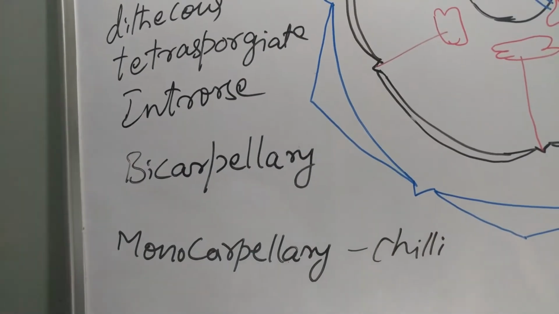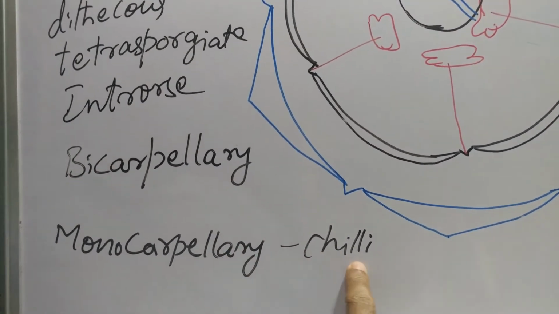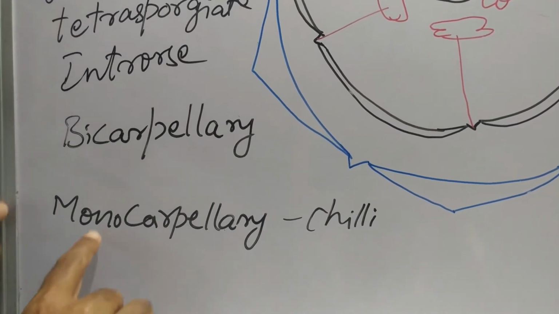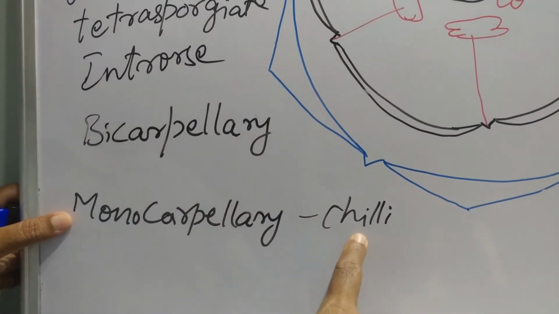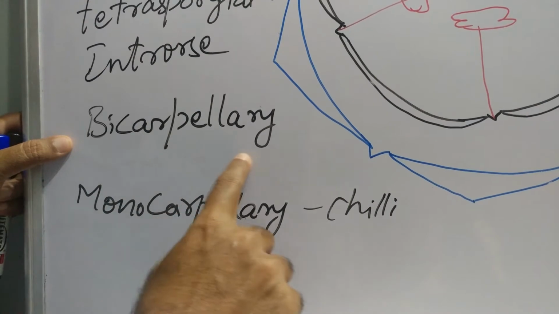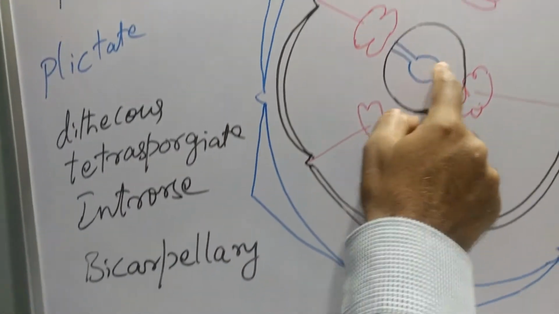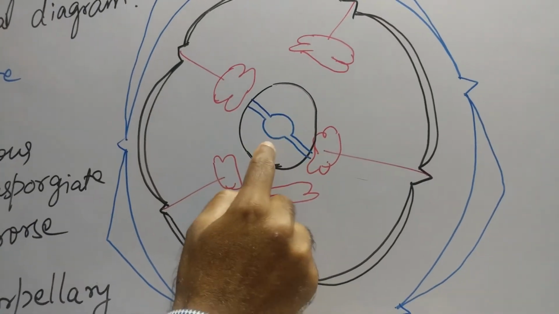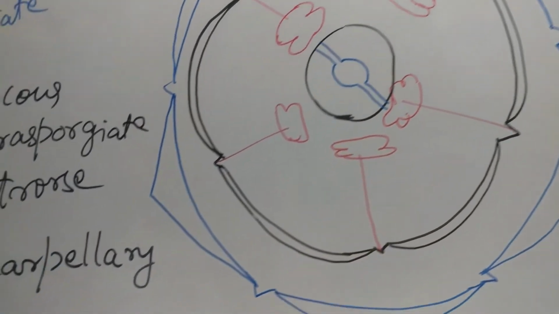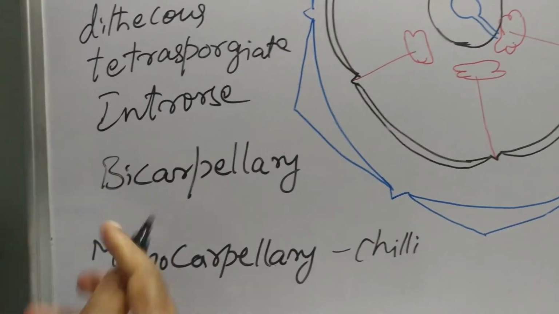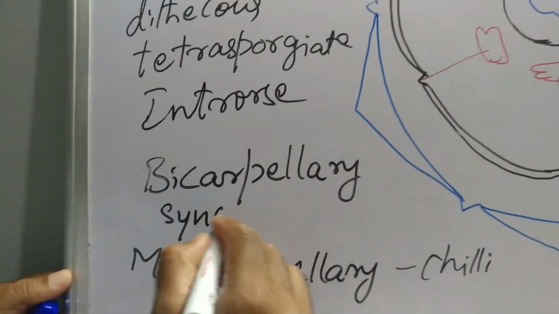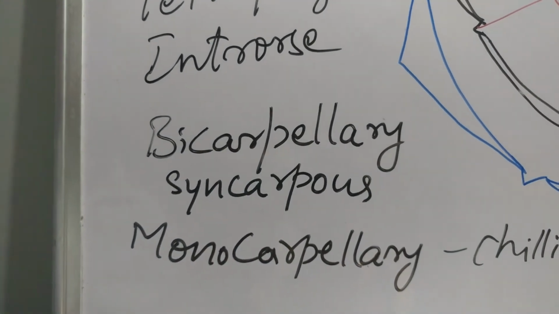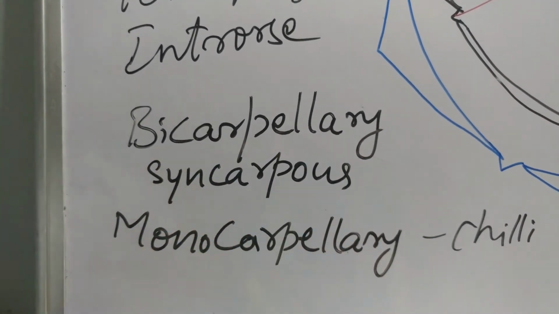Capsicum frutescens. At last we are going to continue along with the scientific names also. Monocarpellary ovaries are present in the chili, and generally we find bicarpellary, syncarpous. Both carpels are present in one ovary, fused together, so we call it a syncarpous ovary. Bicarpellary, two carpels and fused, so called syncarpous ovary.